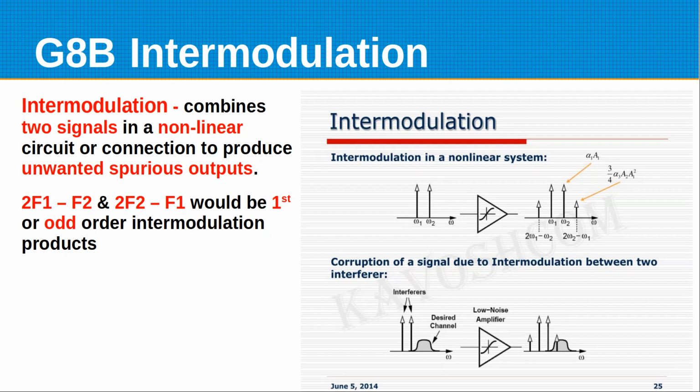So the product of twice F1 minus F2, twice F2 minus F1, some difference of those, are going to be what we call first order or odd order intermodulation products. So these higher ones, which would be 3 times, 4 times, or second, third order, even and odd as you go up.